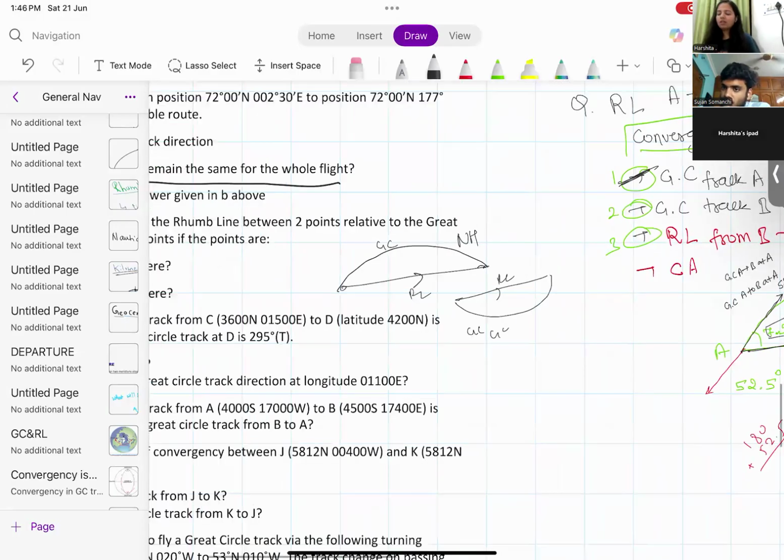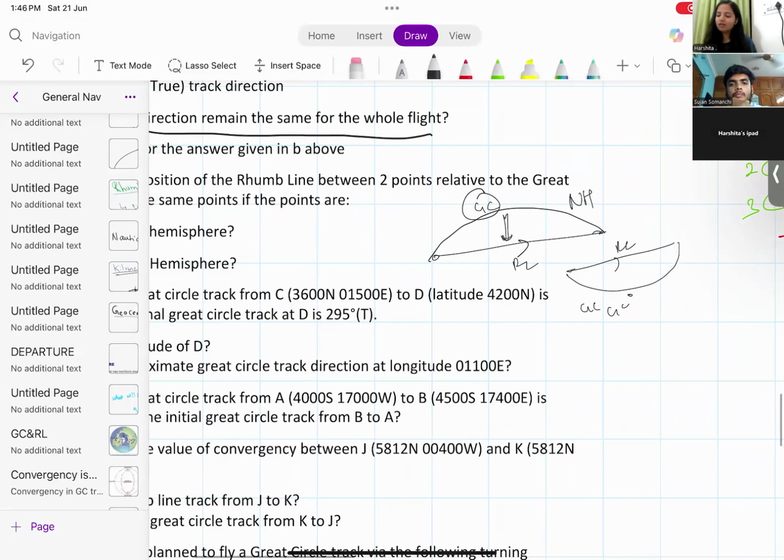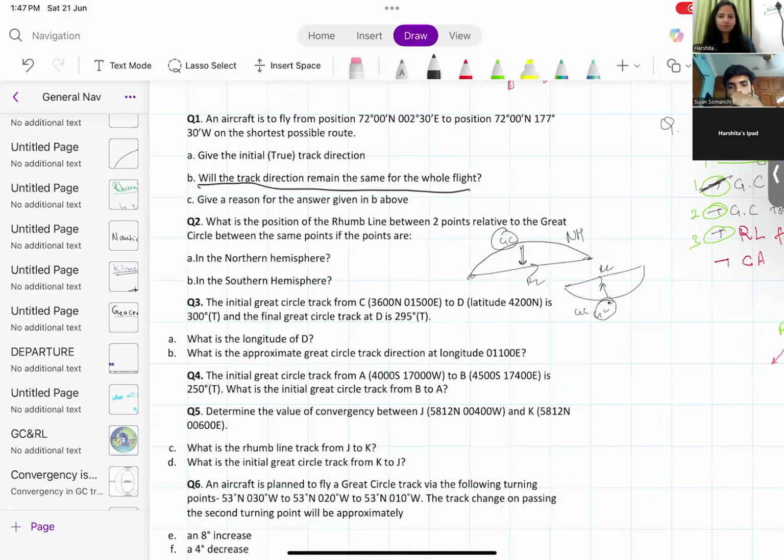If you are in the northern hemisphere, then the rhumb line is on the south of the great circle, right? The great circle is above, the rhumb line is below. Similarly, for the southern hemisphere, with respect to the great circle, the rhumb line is on the north, right? The great circle will be below and the rhumb line above. Yes, good. This is what they are asking. Now the next question, question number three.